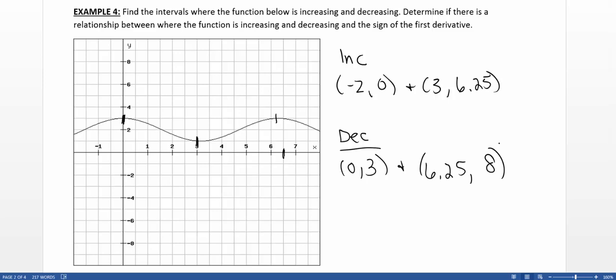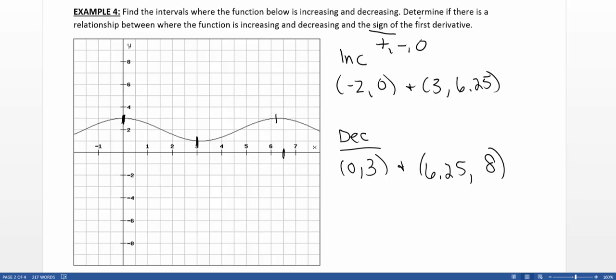And the question wants us to look at whether or not that's related to the sign of the first derivative. So the sign means we're looking at things like positive, negative, and 0. So there's a difference between when things are increasing and decreasing and when they're positive and negative. So here in this original function, if we just look at the picture, this entire graph is positive because it's above the x-axis. However, there are places where it's increasing and places where it's decreasing.